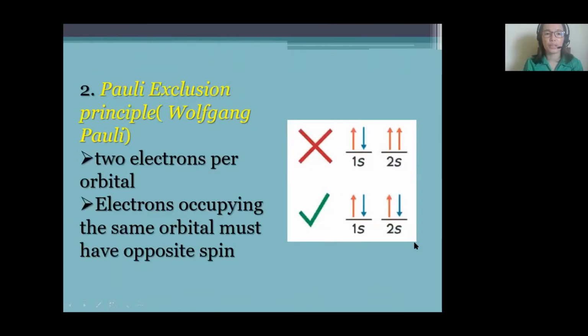So the next one is the Pauli exclusion principle by Wolfgang Pauli. Here, he emphasized that there will only be 2 electrons per orbital and they are written in opposite spin.